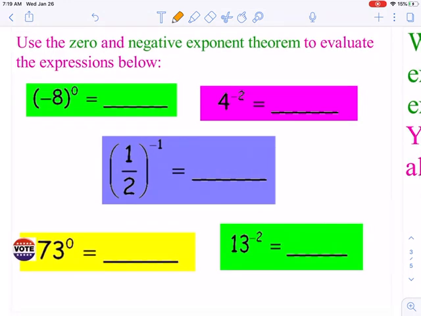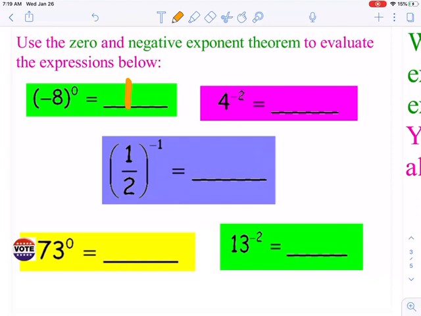So here are some examples of problems you might see. First one, negative 8 to the 0. Hopefully everyone's thinking, anything to the 0 power, that is 1. That's a nice, easy one. 4 to the negative second. A lot of times I see students say the answer is negative 16, but that's not the rule for negative exponents. If you plugged it into your calculator, it would not say negative 16. It's going to give you some sort of decimal.